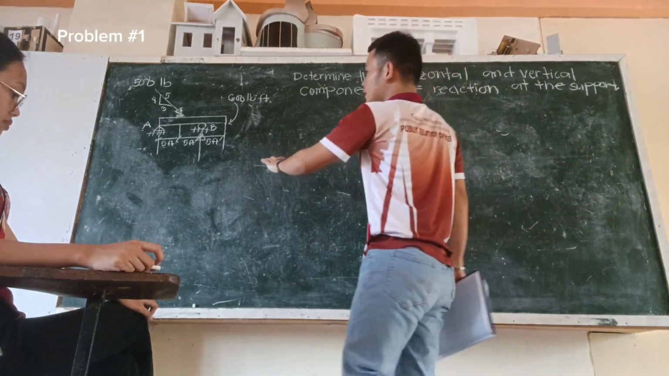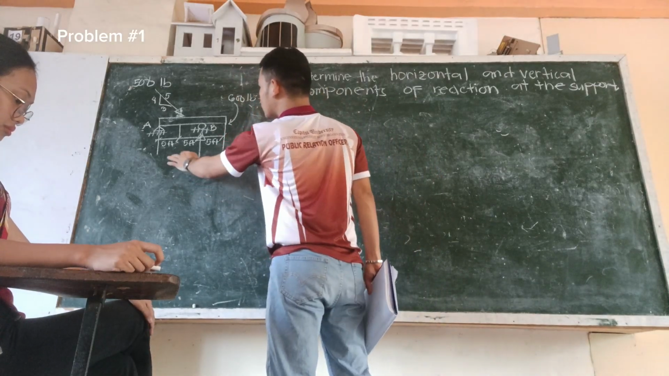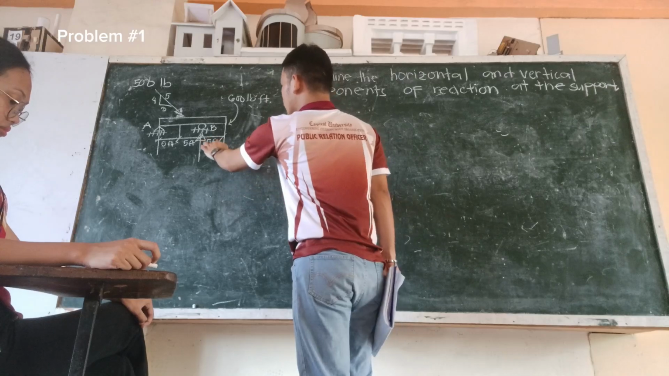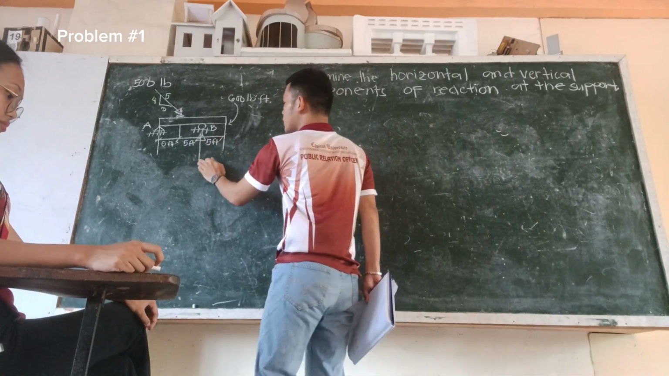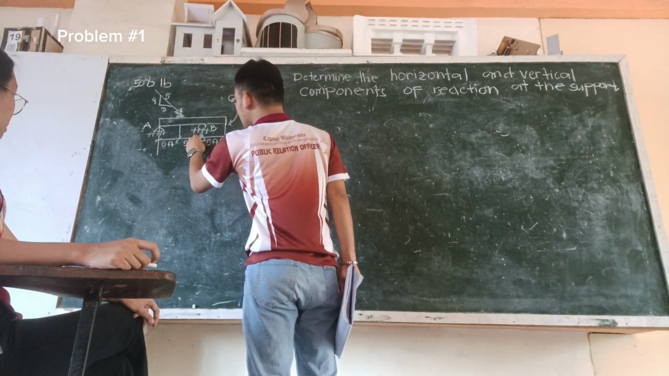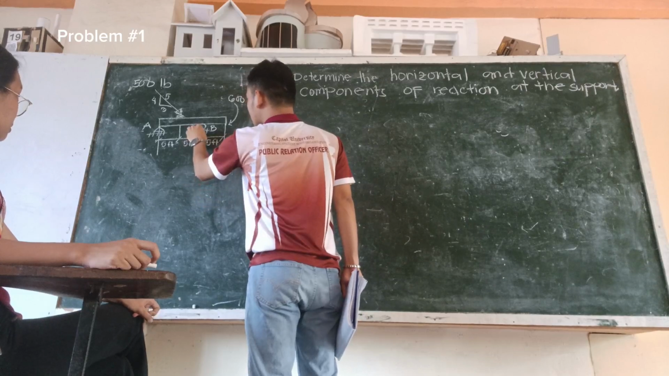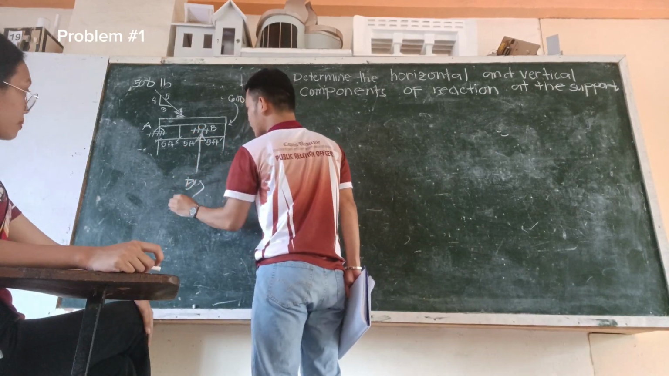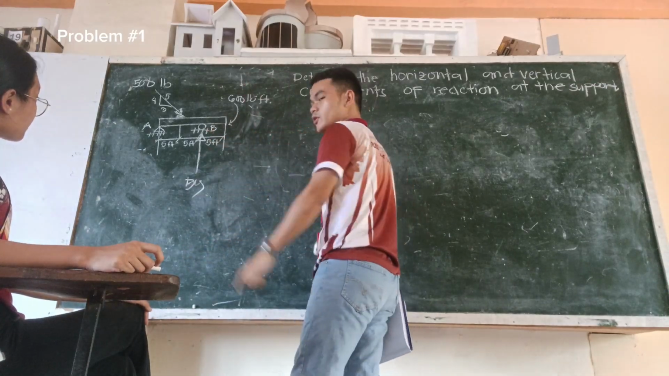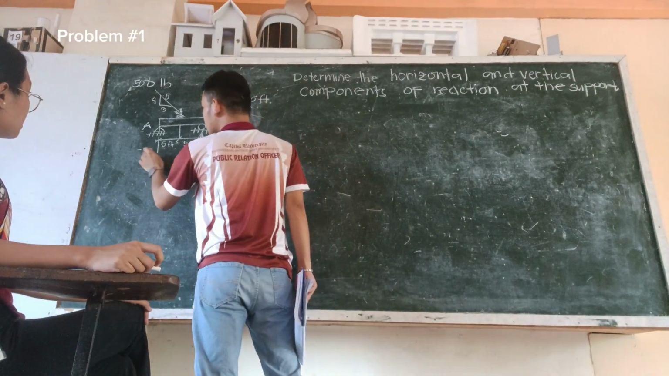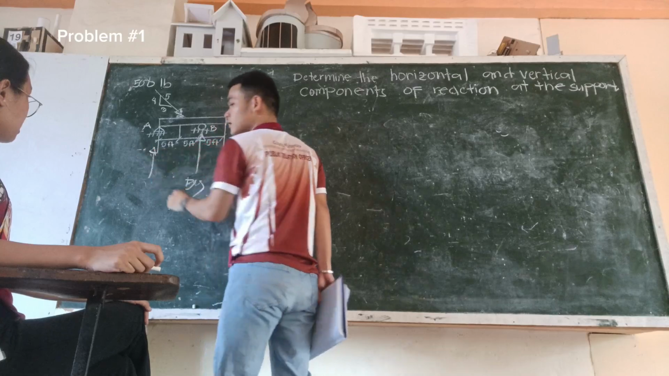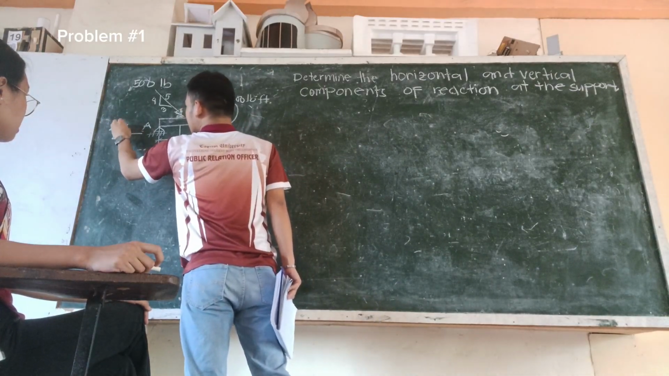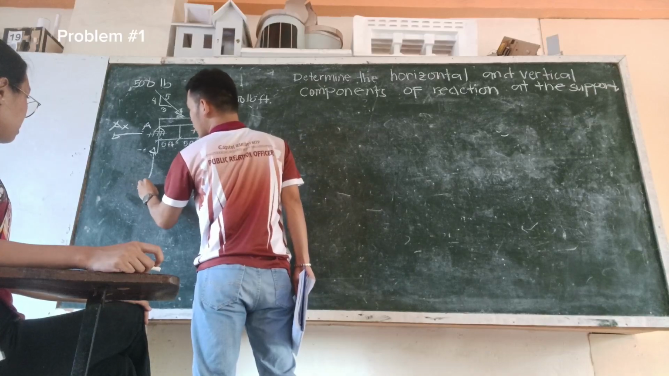So in the given problem, we have the two supports, the roller support and the pin support. In the roller support, we already know that we have only one reaction, the vertical reaction, and we label that as By. And for the pin support, we have two reactions, the vertical and horizontal components, the Ax and Ay.